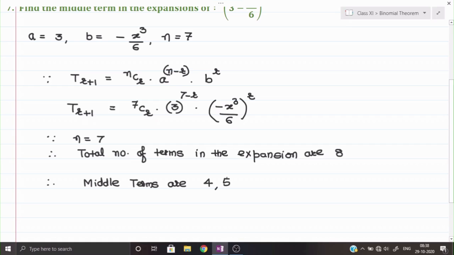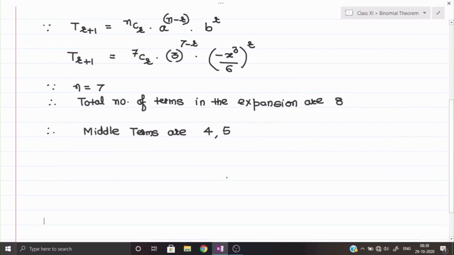Now if I want to find out the fourth term, the value of r will be equal to 3, and if I want to find out the fifth term, then the value of r will be equal to 4, because we keep one less in the formula T_{r+1}. So now we put r equal to 3 in equation 1. Equation 1 I have not labeled yet, so let us call it equation number 1. Sorry. So let us put the value here.